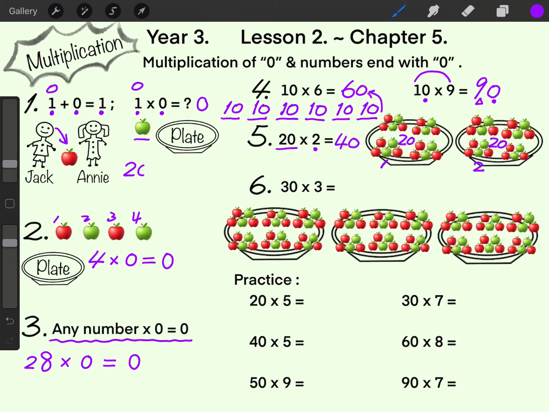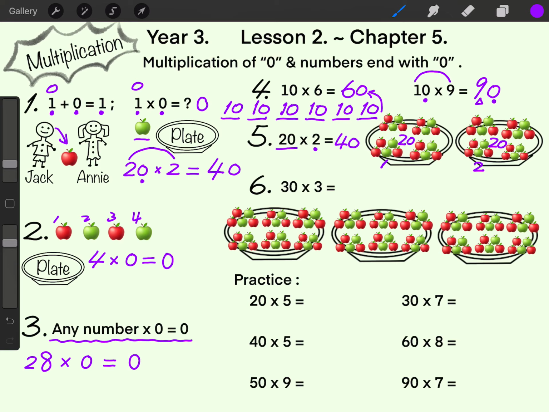All right, 20 times 2 equals? There's 10 on the left side of the equal sign. So we write 10 on the right side of the equal sign. Then we do a simple multiplication. 2 times 2 equals 4. So 20 times 2 equals 40.